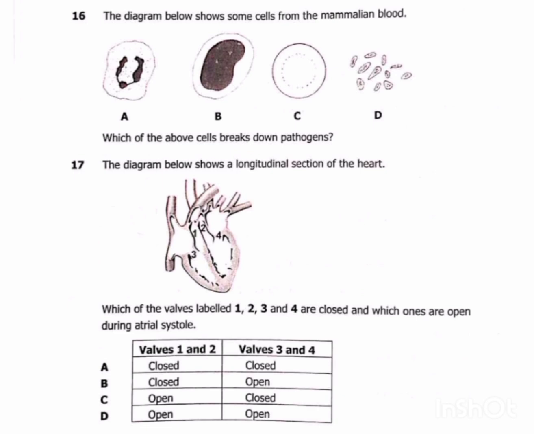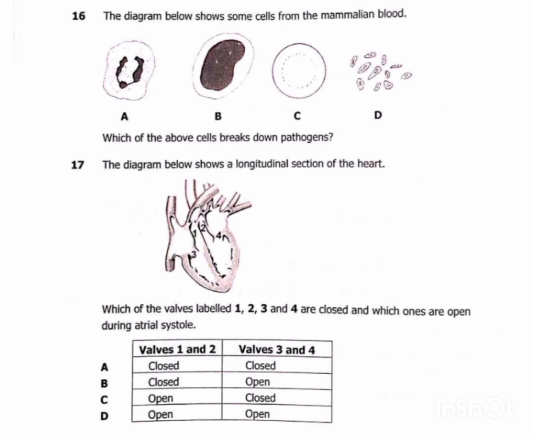So 1 and 2, which are the semilunar valves, aortic and pulmonary, should be closed. Then for blood to go into the ventricles, 3 and 4 should open. So 1 and 2 are supposed to be closed, then 3 and 4 are supposed to be open. So the answer is B.